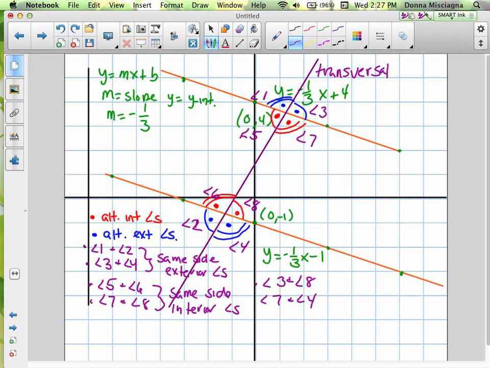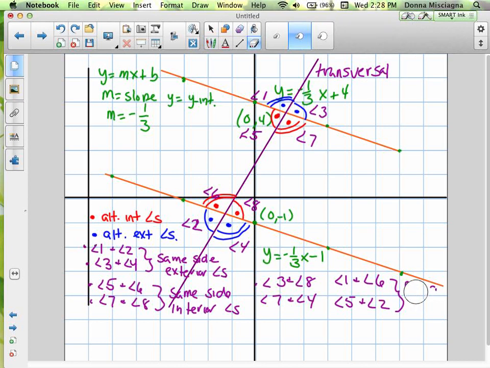Angle 1 and angle 6, because they're above and to the left, and angle 5 and angle 2, they're below and to the left. And these are corresponding angles. Uh-oh. I don't have enough space. How about we write above? I put the eraser in the wrong spot. I'm waiting for the pen to come up. And these are corresponding angles.